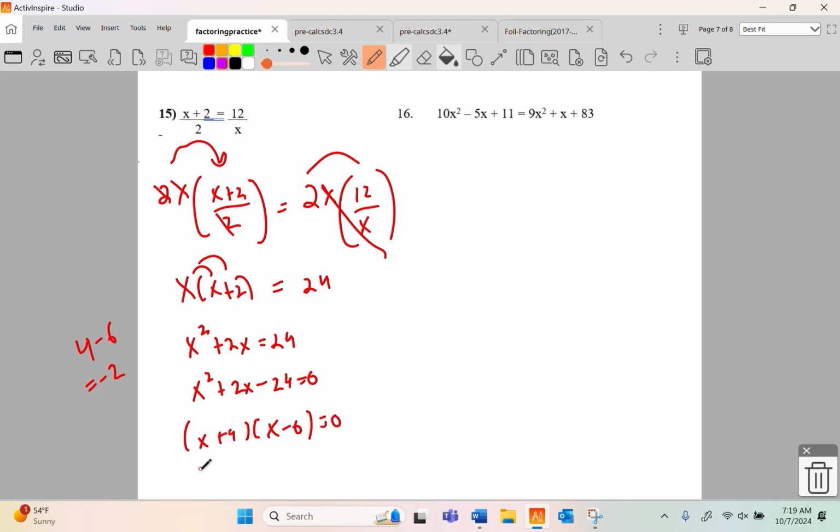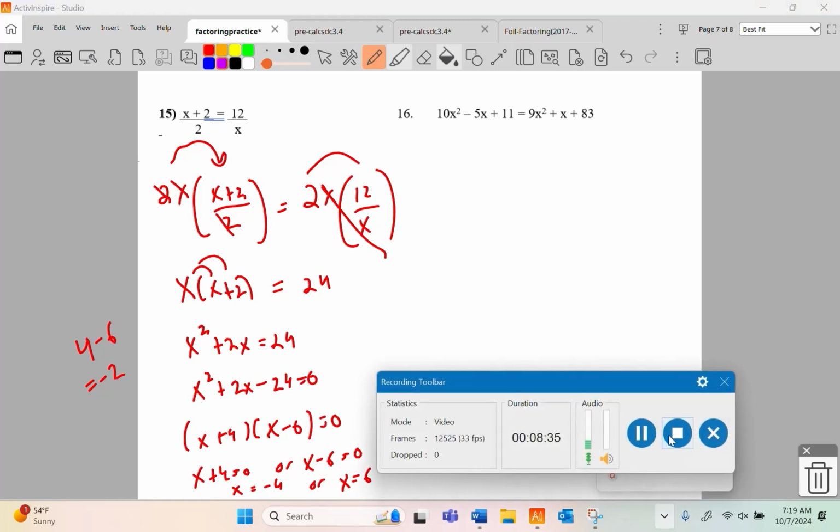And then I just do the zero product property. X plus 4 is 0, or x minus 6 is 0. So x is going to be a -4, or x is going to be a 6. And that's your factoring practice, at least the ones I'm going to do. 7 of these were done for you total, because I think 2 were done on the sheet, so you got 12 to go. Have fun with that.